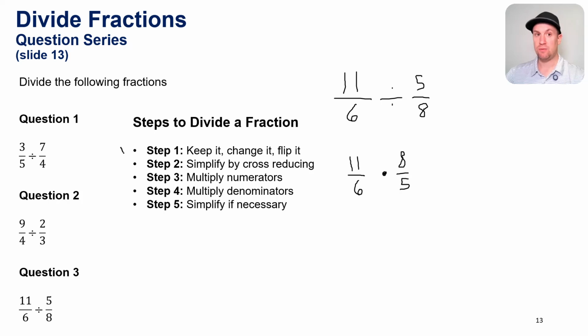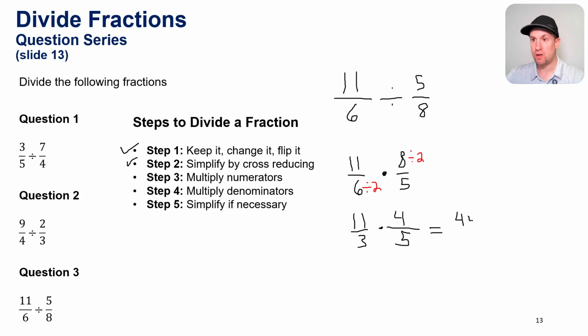Next, let's look to see if we can simplify by cross-reducing. Well, 5 and 11 you cannot cross-reduce, but 8 and 6 you can. A common factor of 8 and 6 is the even number 2. So I'm going to divide a 2 into the 6 and a 2 into the 8. Rewriting my fractions, I now have 11 over 3 times 8 divided by 2 is 4 over 5 here. So my final step now is to multiply my numerators. 11 times 4 is 44. And multiply my denominators. 3 times 5 is 15.